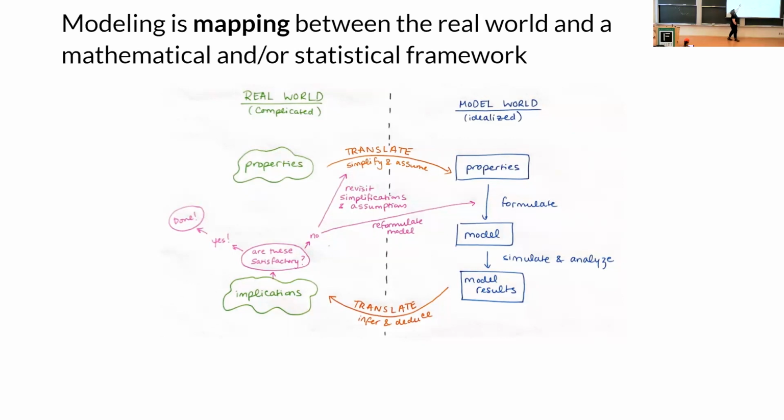So we start off with the properties of the system in the real world, we translate them, then we have mathematical and statistical properties, which have their own can of worms. That can get formulated into a model, whether it's a dynamical model with equations or a statistical model with distributions. You simulate it, you analyze it, maybe you fit the model in some way, as we'll see this week, and you get some results. And now the question is, well, what does this mean?